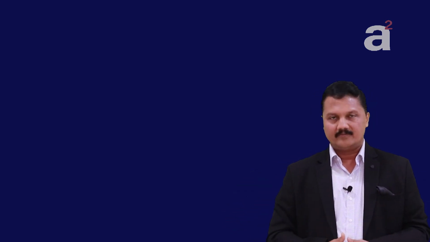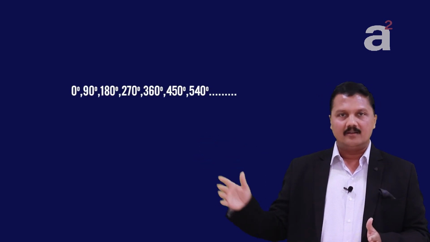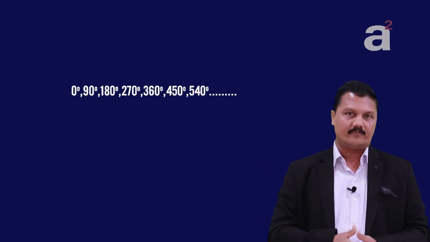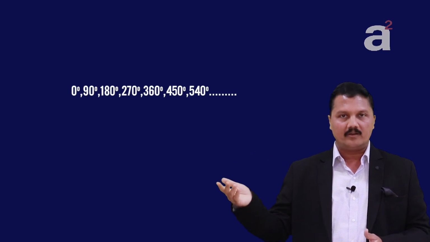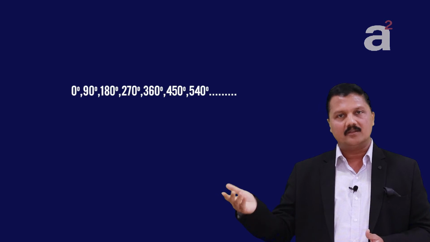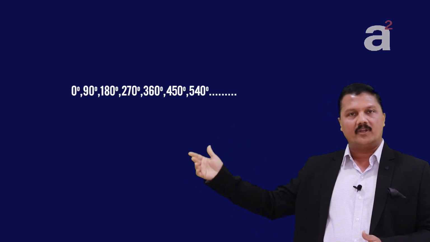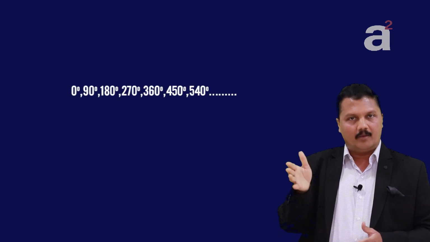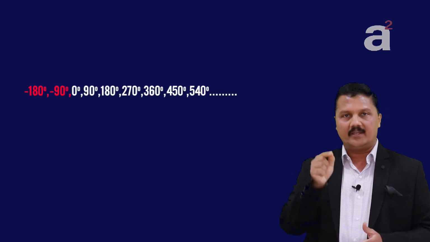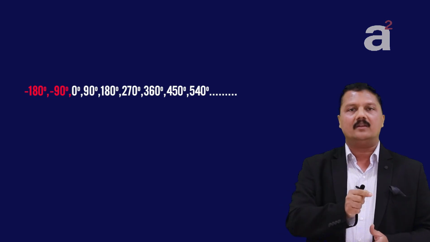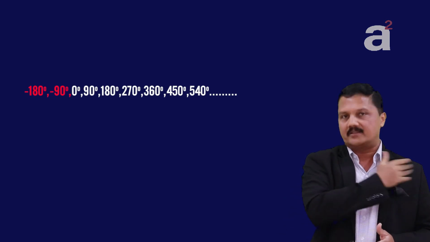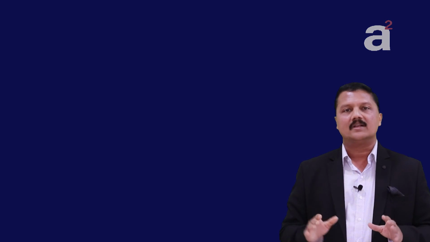What are the other important angles we usually memorize? They are the multiples of 90. Multiples of 90 are 0, which is 90 times 0, 90 times 1, then 90 times 2 is 180, then 270, 360, then 450, 540, etc. We can take the numbers before 0 also, which are negative 90, negative 180, negative 270, negative 360, etc. How to find the values of sine, cos, tan for these multiples of 90?